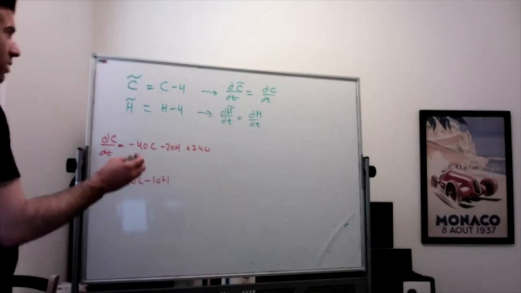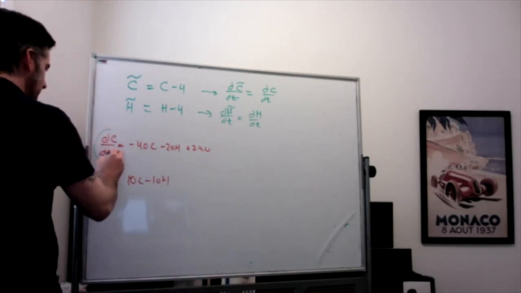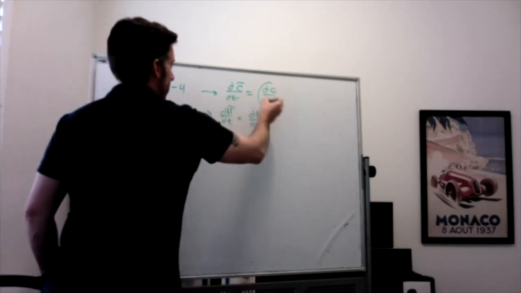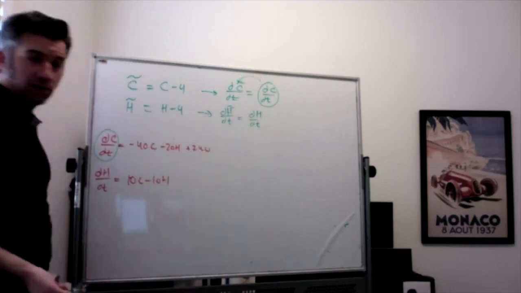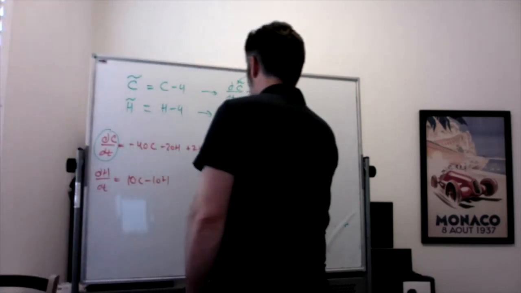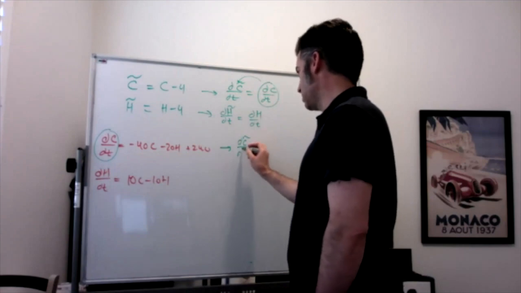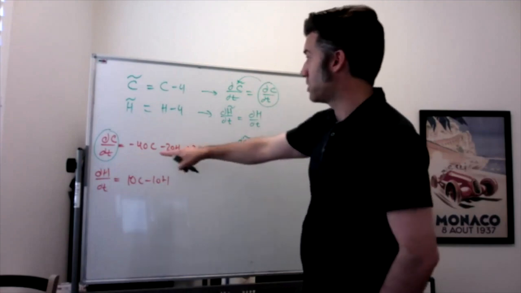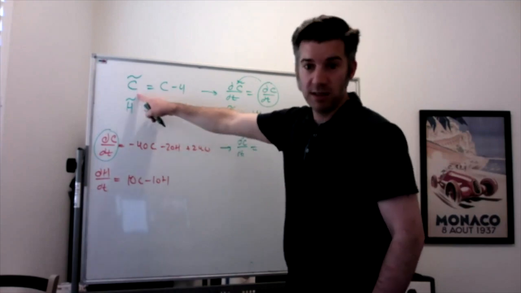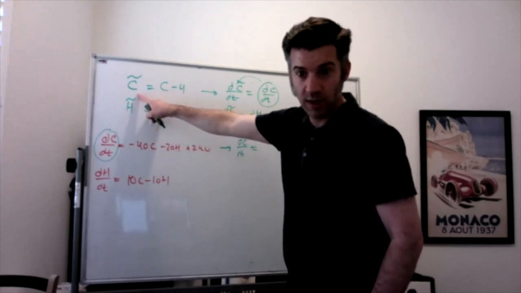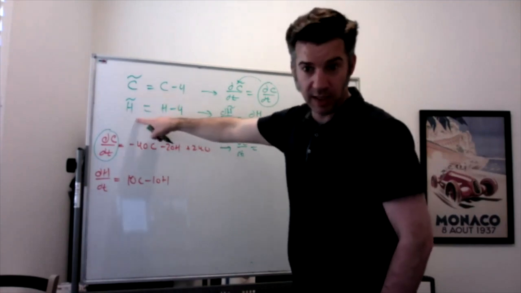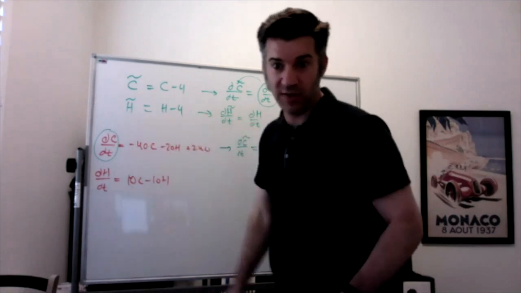So we're going to substitute in everything that we can. Notably, dC dt is equal to dC tilde dt. So that's going to be dC tilde dt. And now for C, I'm going to plug in C tilde plus 4, and for H, I'm going to plug in H tilde plus 4.